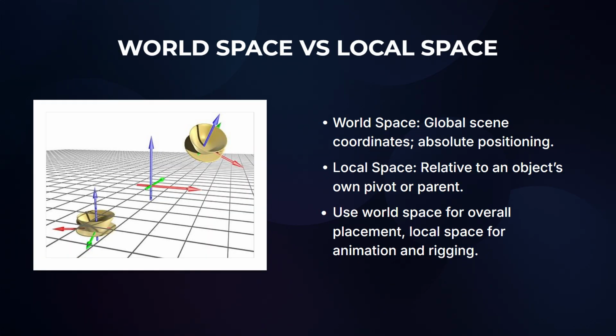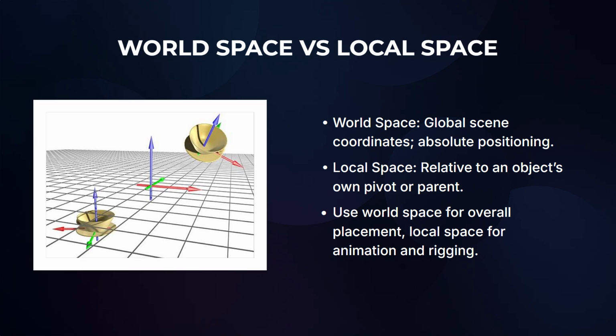Next, we have world space versus local space. Imagine you're standing on a rotating platform holding a cup. The direction the cup faces depends on two things: your direction, that is local, and the room's direction, that is world. In 3D software, world space refers to the global environment, the universal XYZ direction. Local space, on the other hand, is related to the object's own rotation and scale.